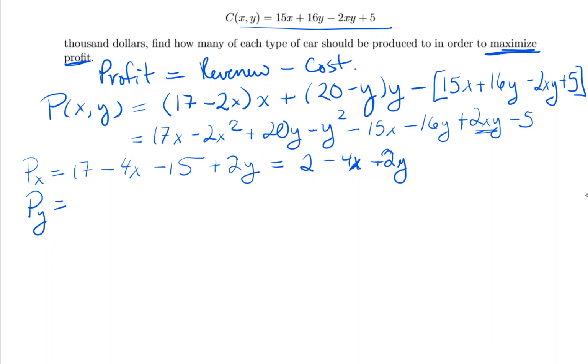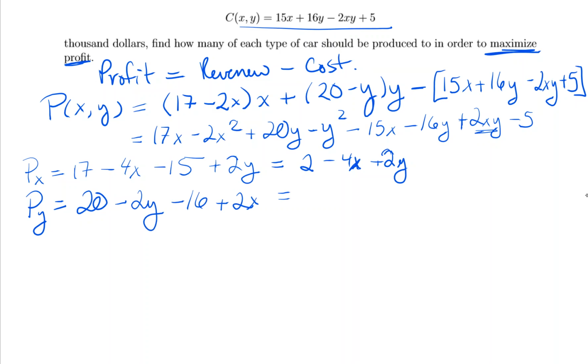So x is 0. I'll get a 20, minus 2y, 0 minus a 16, and then a plus 2x, and then nothing. Okay, so let's combine some stuff.